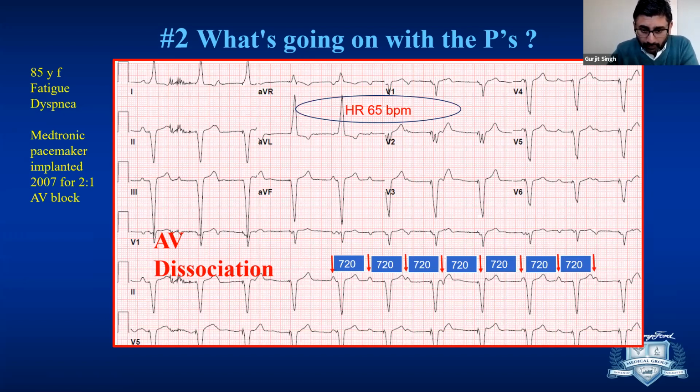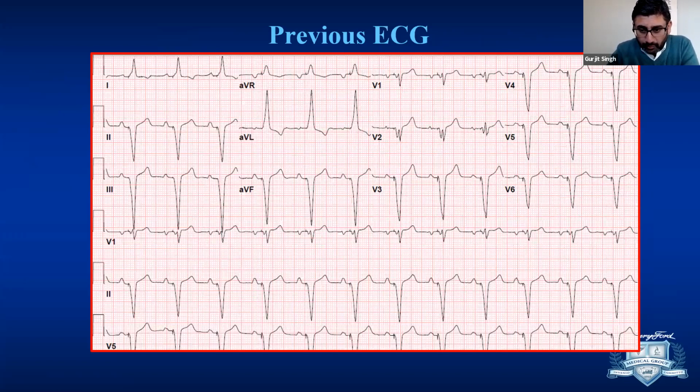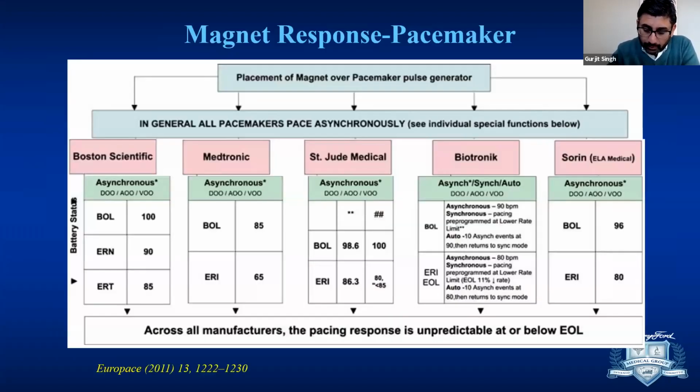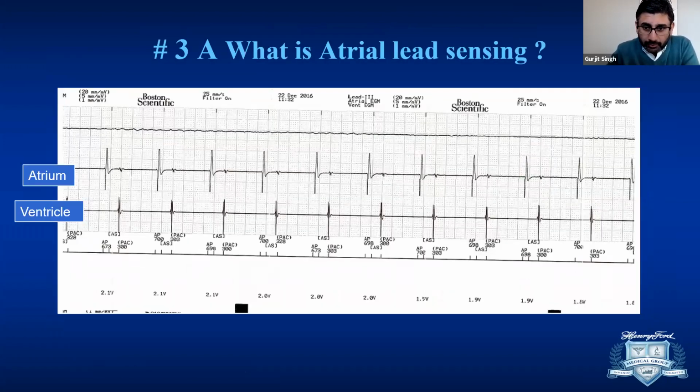So this was the ECG before when everything was all fine. So this pacemaker is at end of life. And you should have the slides in your booklet. Basically, when you put a magnet on any pacemaker or devices, all the pacemakers will start pace asynchronously based on the device company. A Boston will pace at 85 beats a minute at end of life, a Medtronic at 65, and so on. Alrighty, going to the next ECG, what is the atrial lead sensing?